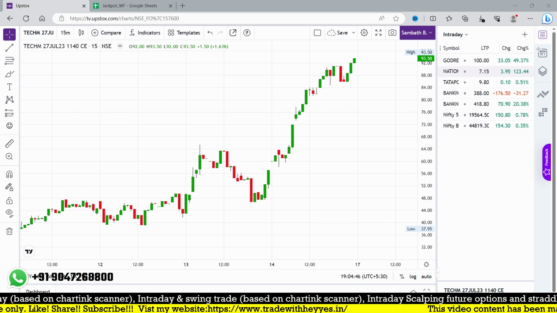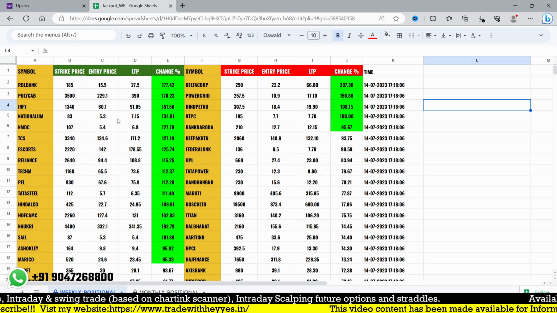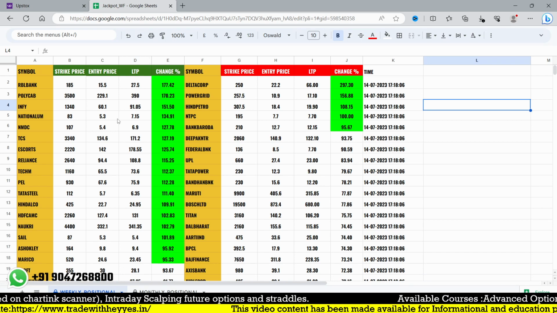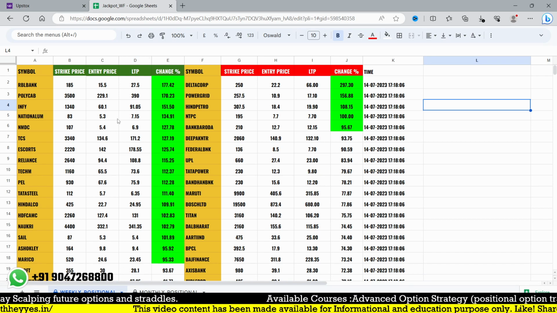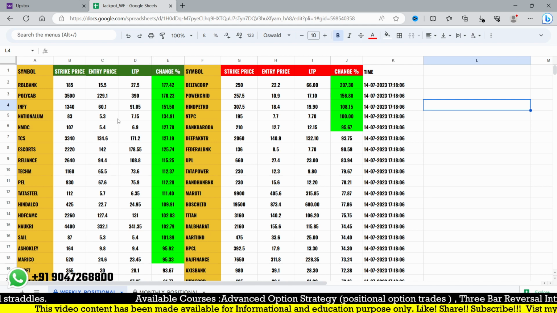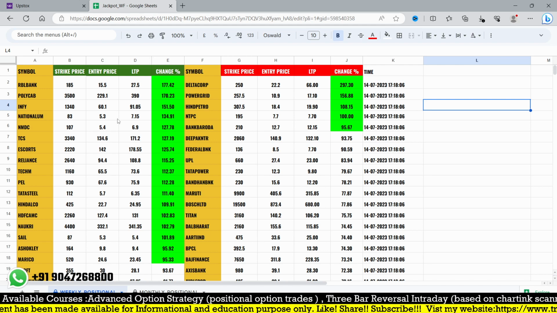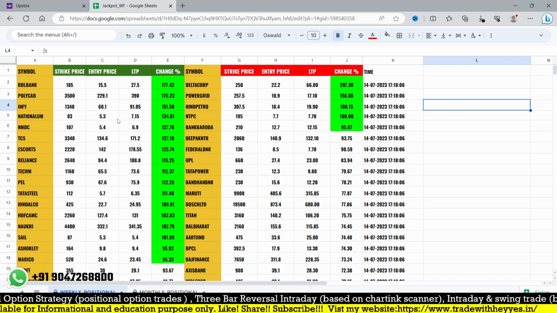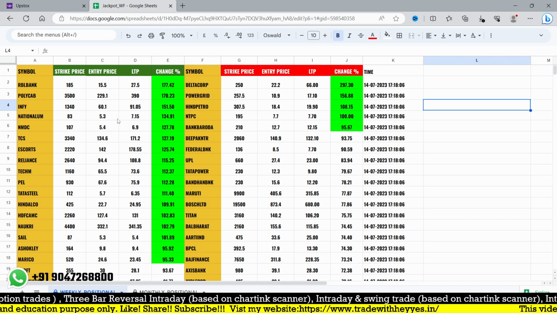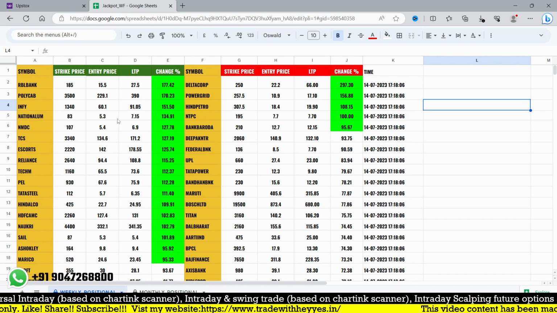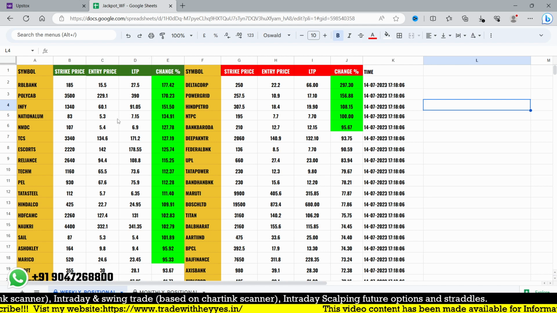In this video, we are going to discuss the weekly Google Sheet, how many stocks have given you opportunities for short-term positional trades, and the monthly sheet also. We are almost reaching the 15th of this month, and we are going to discuss how many stocks triggered our target and how many triggered our stop loss.